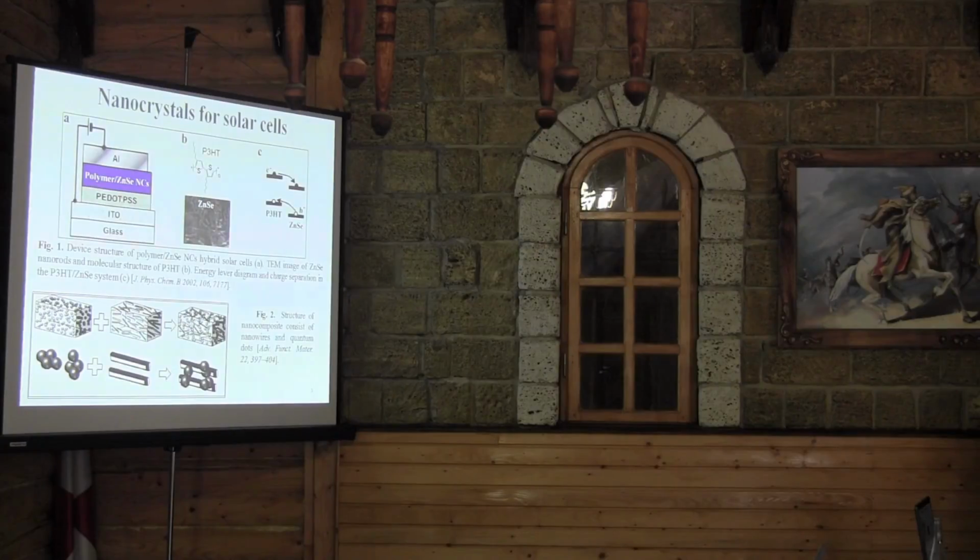What about the hybrid organic-inorganic solar cell? In figure 1, I present the typical device structure of this solar cell. This solar cell consists of two electrodes, ITO and aluminium, and the active layer is a conductive polymer and zinc selenide, for example nanocrystals in this case.